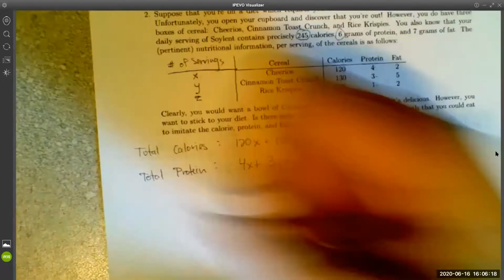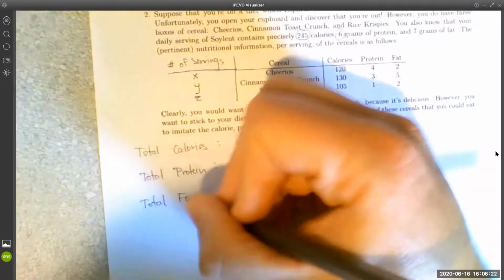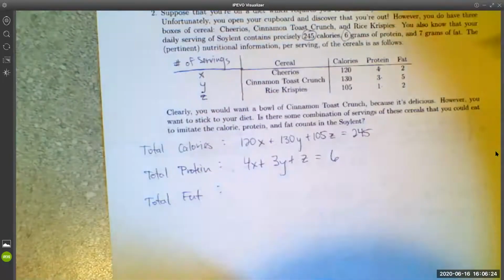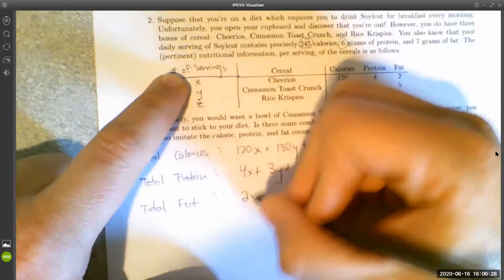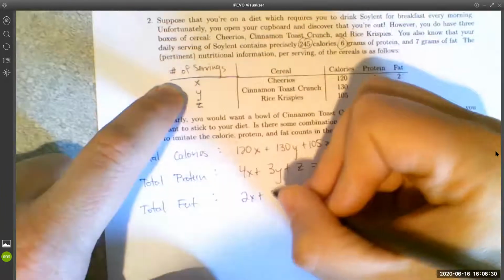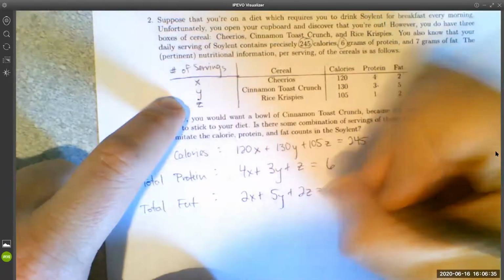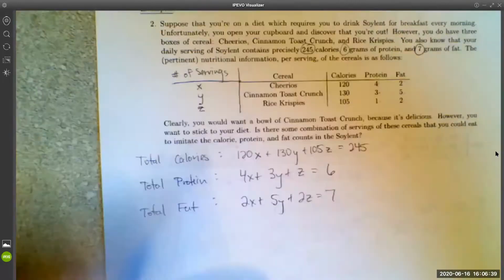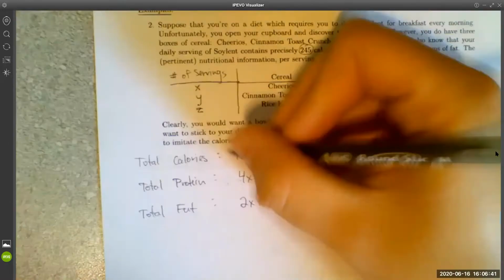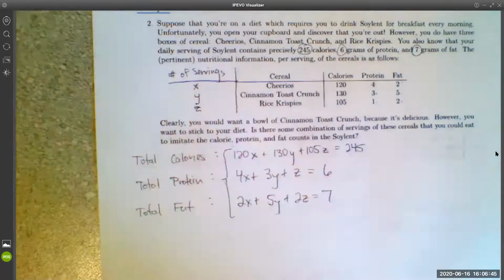And then finally, I can get another equation if I look at the total fat that I consume. So the total fat I consume is going to be 2x plus 5y plus 2z. And I want that to equal 7, right? I want that to equal 7 grams of fat. And there's my system, right? There's my system of 3 equations with 3 unknowns. And I can solve this thing.